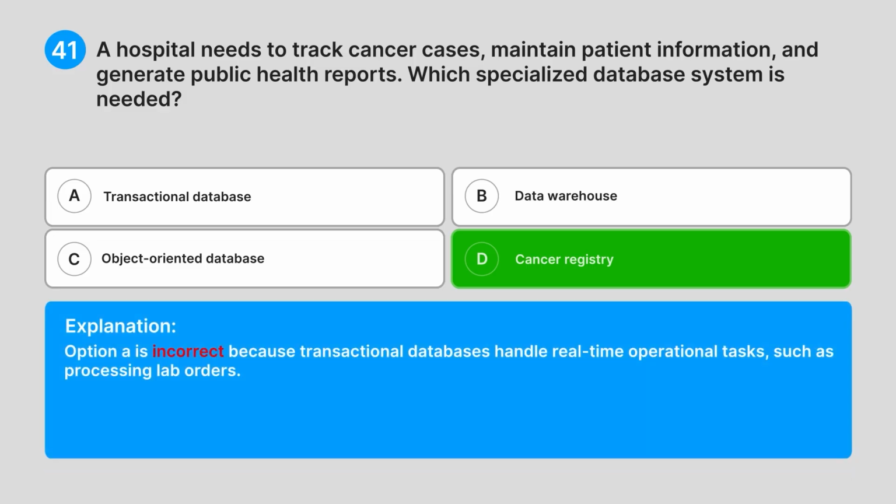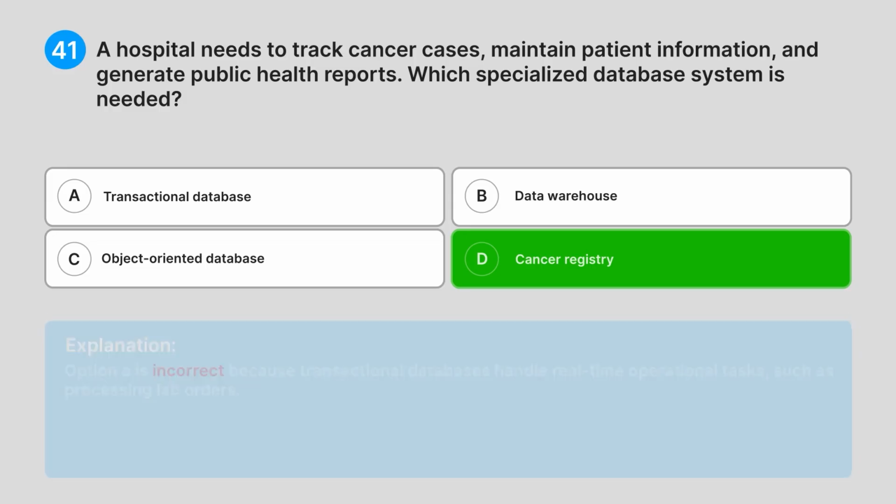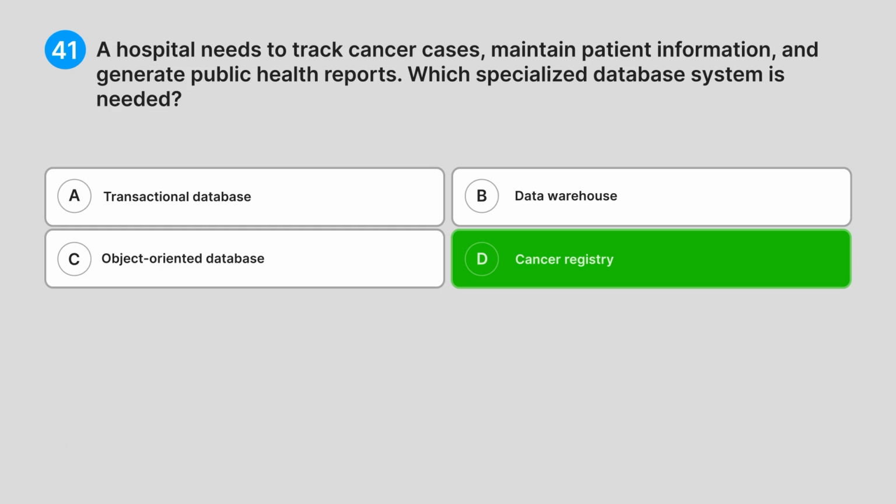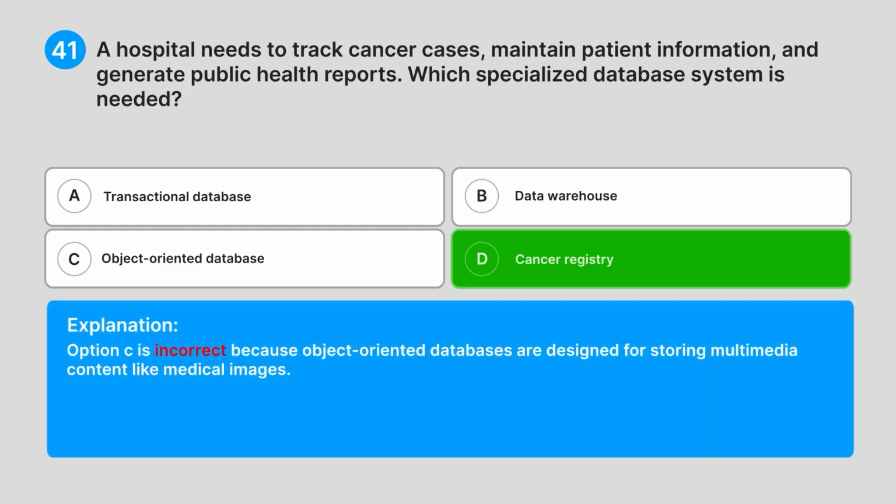Option A is incorrect because transactional databases handle real-time operational tasks, such as processing lab orders. Option B is incorrect because data warehouses store massive amounts of data from multiple organizations for strategic analysis. Option C is incorrect because object-oriented databases are designed for storing multimedia content, like medical images.